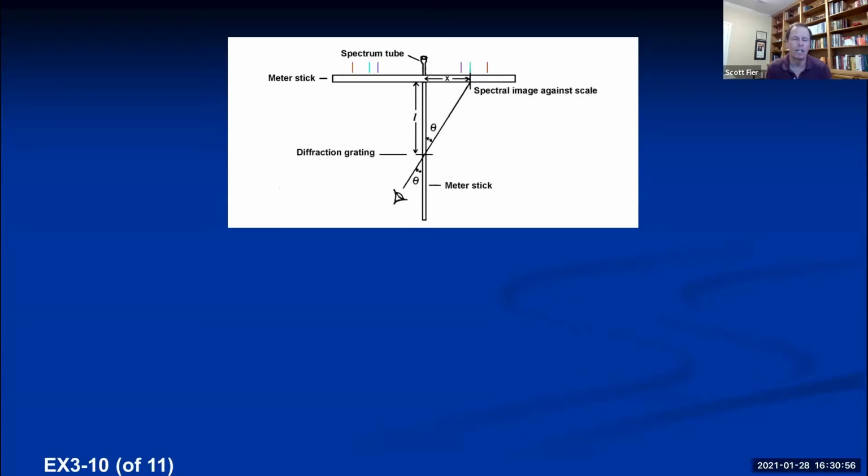If you know the x and L values, they will allow you to get the angle that the light is being diffracted through, because that angle is related to the two legs of a right triangle through the trigonometric function tangent. Tangent is opposite over adjacent. So that's going to be the x distance divided by the L distance.